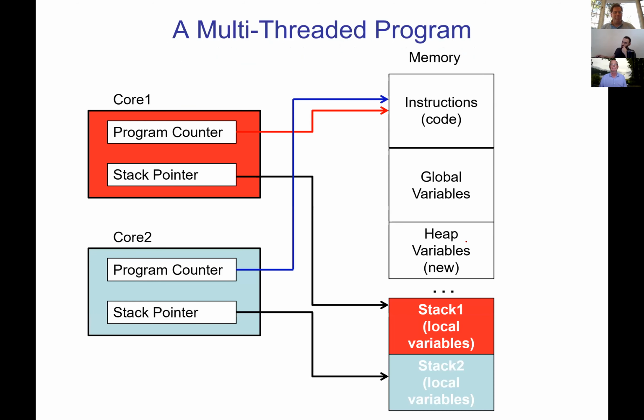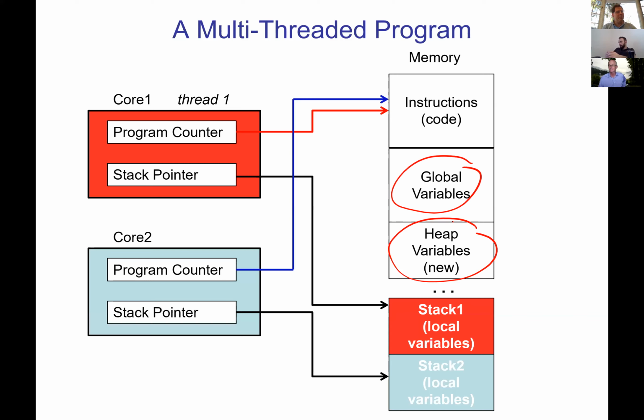When we go to a multi-threaded program, we can have more than one core working at once, and each of those cores has its own program counter. So it can be, and generally is, working on a different part of the program, and it has a different stack pointer, meaning it has its own local variables. However, they all share the same global variables, and they all share the same variables that were created with new, which are called heap variables.